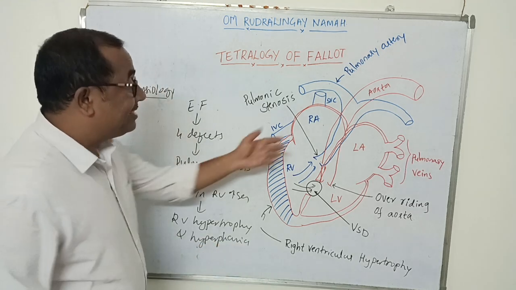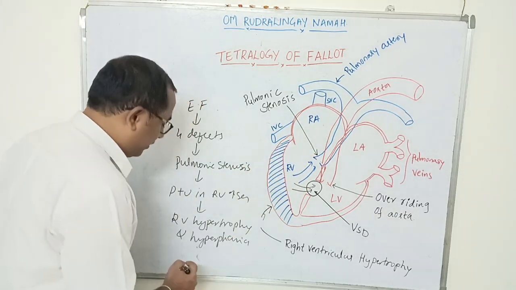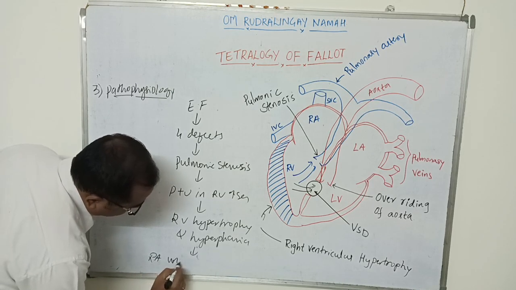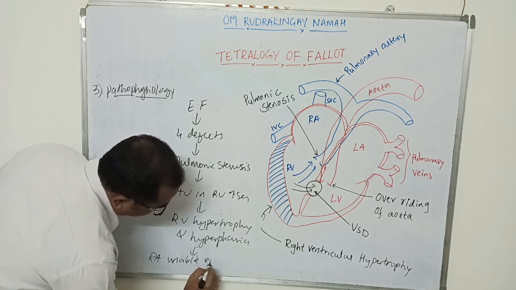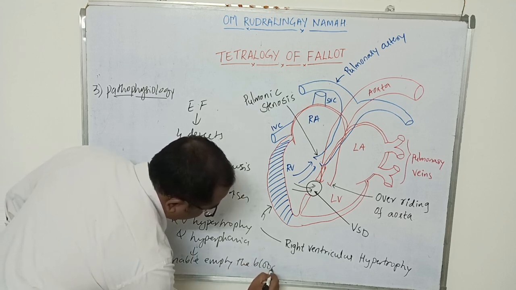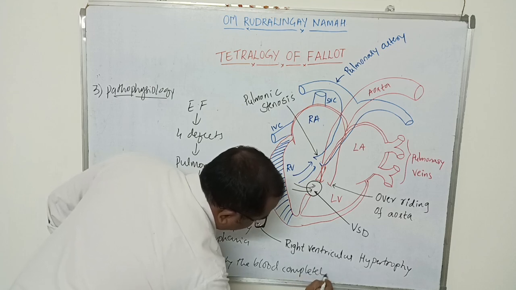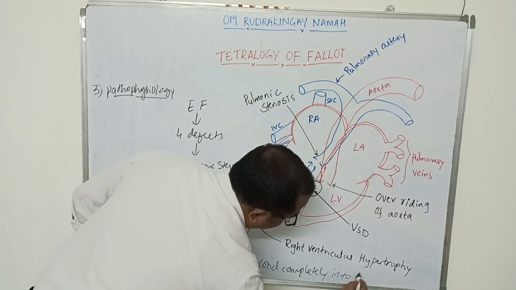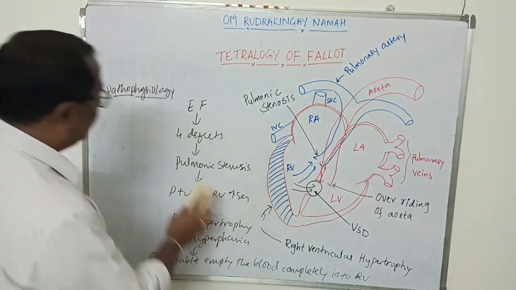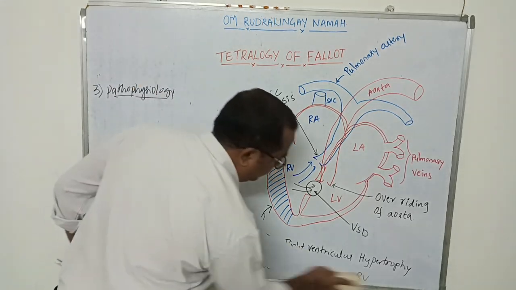Then what happens here, this right atrium is unable to empty the blood completely into the right ventricle. Okay, so finally what happens here? The pressure and volume in the right atrium also increase.